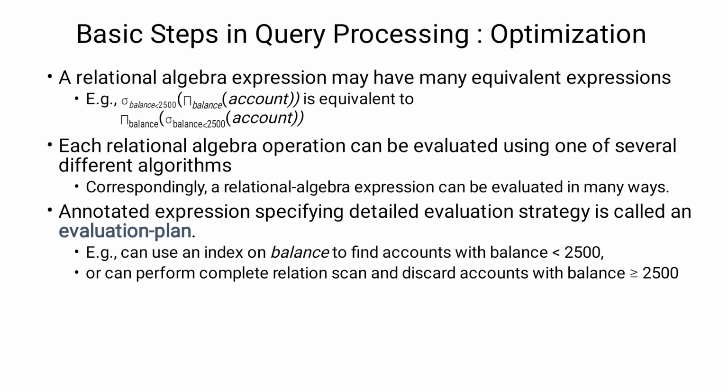The query execution engine takes a query evaluation plan, executes the plan, and returns the answer to that query. The different evaluation plans for a given query can have different costs. In this example, we have two different relational algebra expressions. Each is called an evaluation plan, and each evaluation plan for a given query can have a different cost.